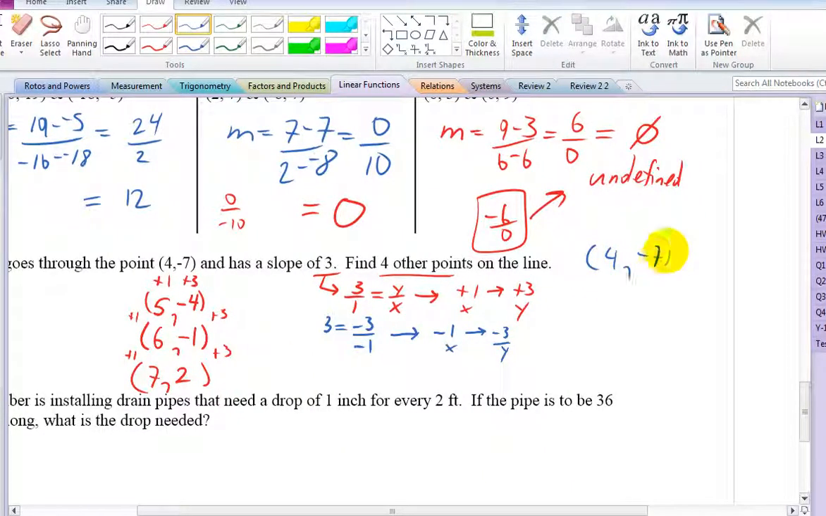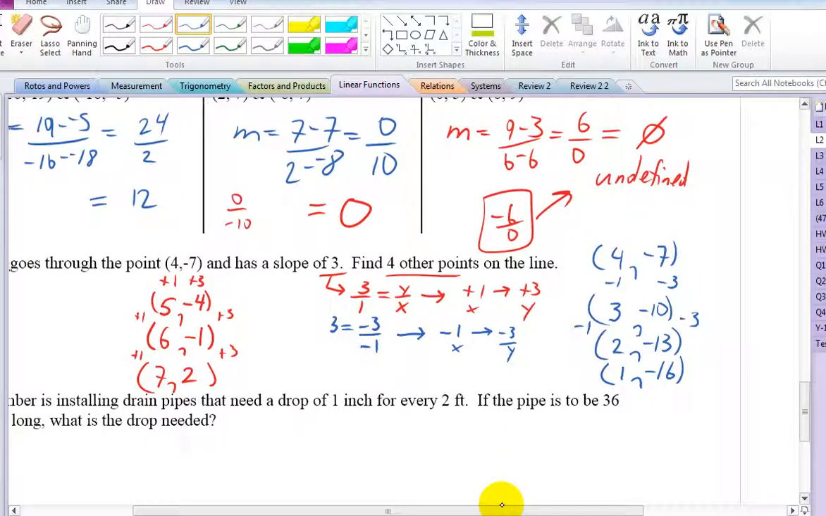4, -7. So now I'm going to subtract an x and subtract 3 y's. What's the next point on the line? 3 and -10. Okay, do that 2 more times. Go, get 2 more points. So the next point is 2 and -13. So we subtract 1, subtract 3, and then we have 1 and -16. Hands up, you got those.